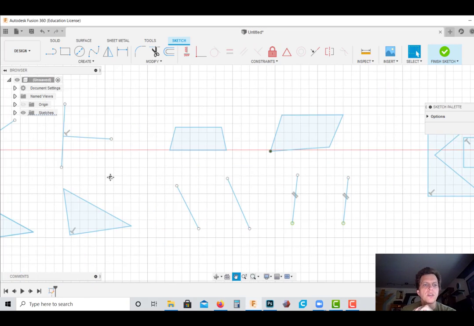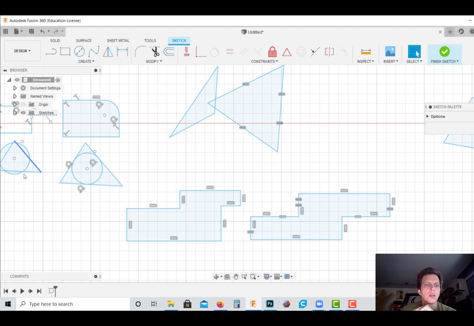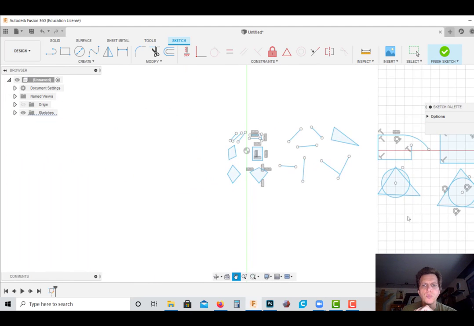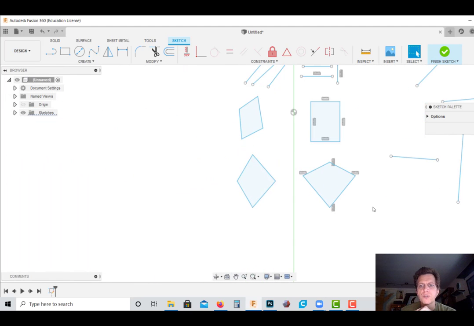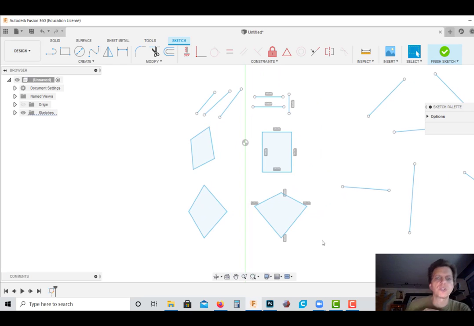All right, this is exercise 2 of Fusion 360. We're working with constraints. First constraint is horizontal and vertical. So for this exercise, you'll be making 3 line segments.